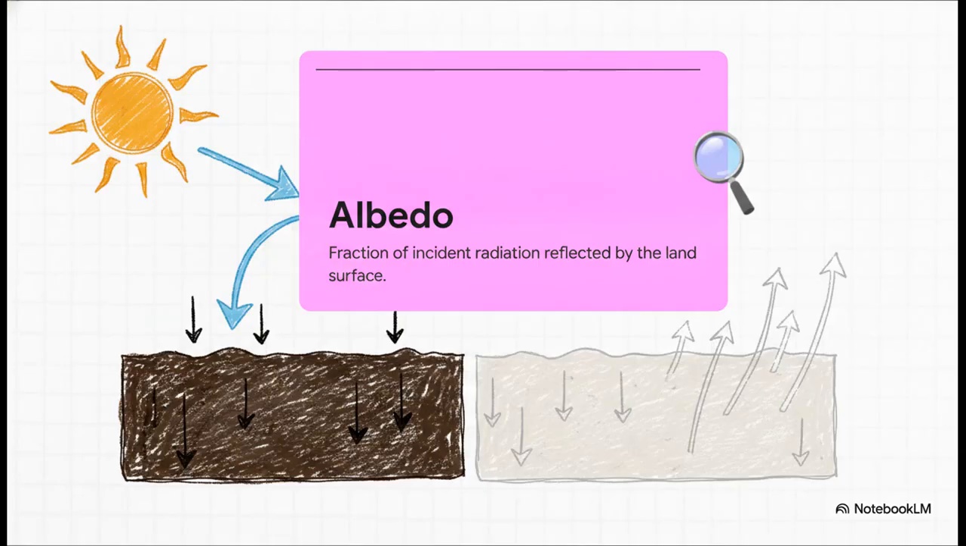Now, that remaining 10% is heavily influenced by a property called albedo. Albedo is basically just the fraction of incoming radiation that bounces off the land surface. If you've got dark-colored rough soil, your albedo is super low, ranging from 0.1 to 0.2, which means those soils are absorbing way more heat. But if the surface is smooth and light-colored, the albedo shoots up to 0.5 or even higher, meaning a massive chunk of that solar energy is just reflected away.